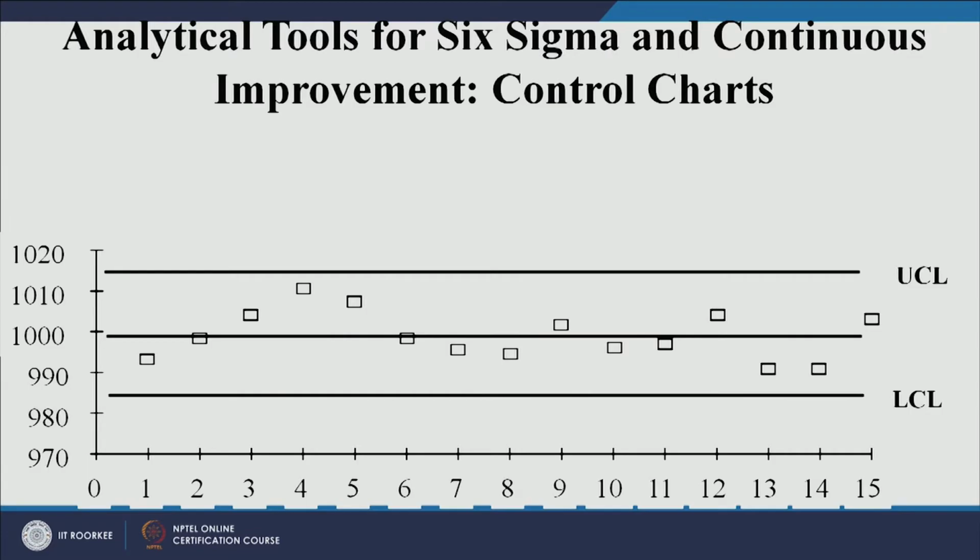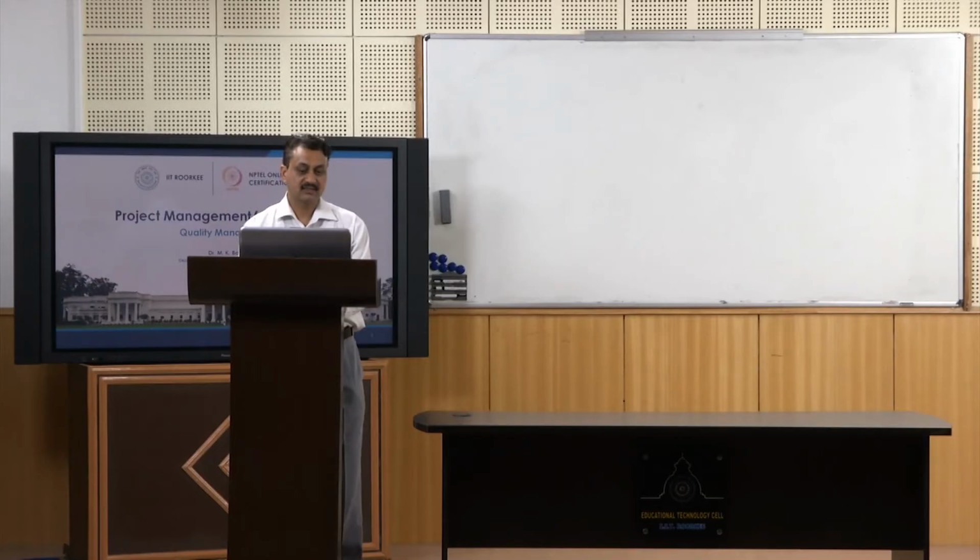Now, another tool is the control chart. We have already seen the run chart, and this is the control chart. What is the difference between these two? Just think for a while. What is the difference between control chart and run chart? The basic difference is, in a control chart you have control limits. So you have an upper control limit and a lower control limit.